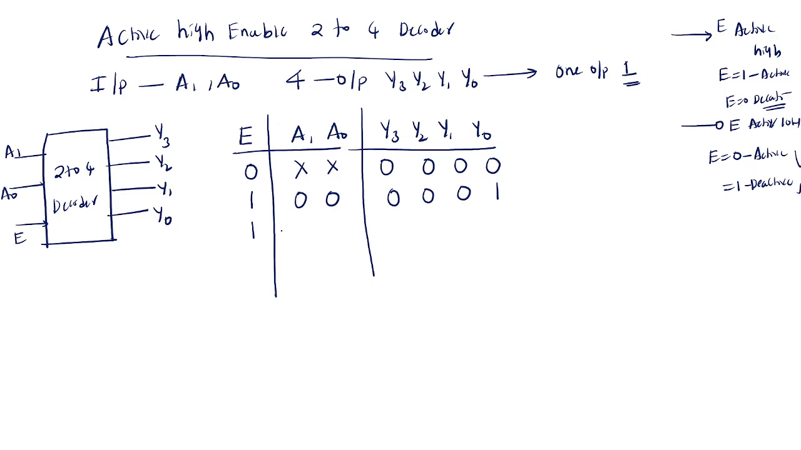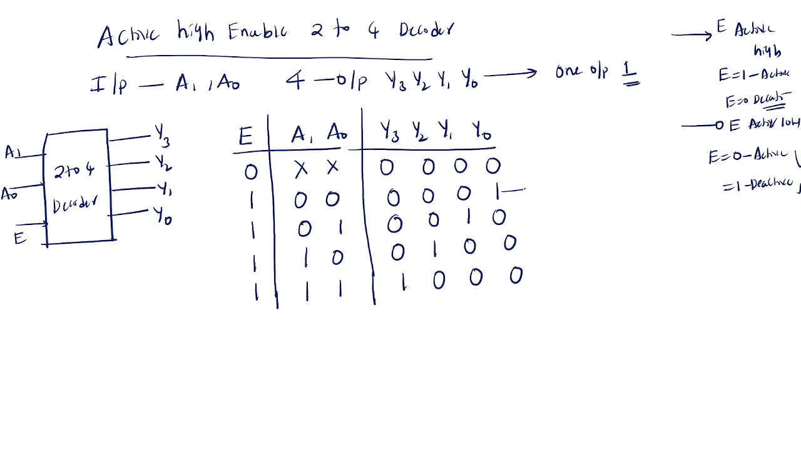When the enable pin is 1 and A1 A0 are 0 1, Y1 will be 1. Enable pin 1 and input 1 0, Y2 will be 1. Enable pin 1 and input 1 1, Y3 will be 1. At a time, any one of the outputs will be 1.